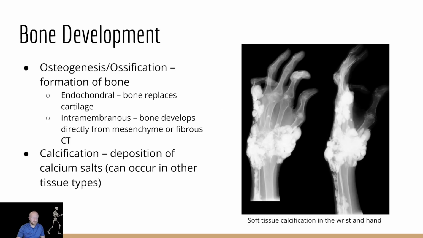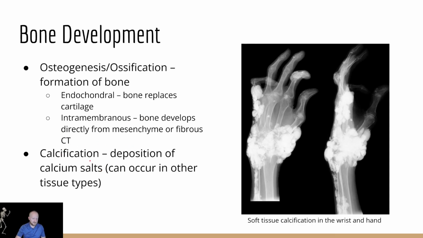Bone development. So this is actually creating bones. Most bones are created through osteogenesis, ossification, through the endochondral route. So bone replaces cartilage. If we had this intramembranous route, where bone develops directly from the mesenchyme, think of fetuses, or fibrous CT. So most of the time, this is, well, I'll talk about this in a second.